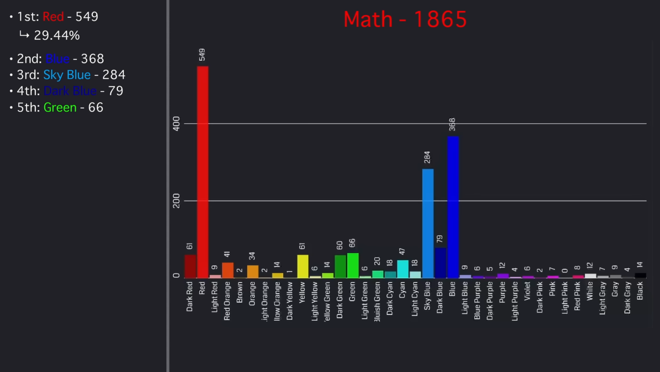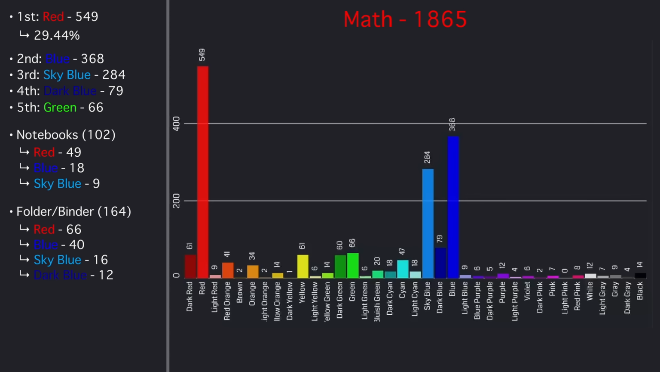The most interesting thing about the results for math though is that yellow is so much lower than in English. This had an equal level of dominance on notebooks and folders being the central reasoning, as English did, so why is yellow so much lower? Well, I couldn't exactly find a reason for this, but I do have a hypothesis.